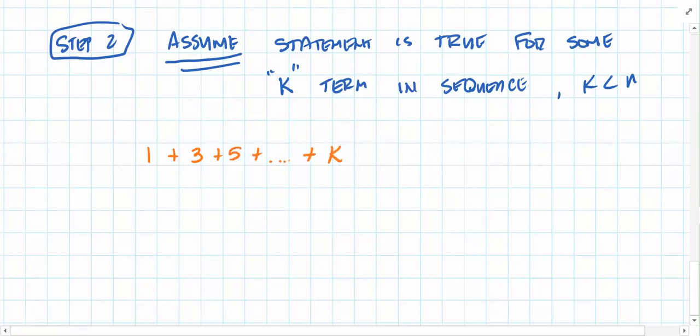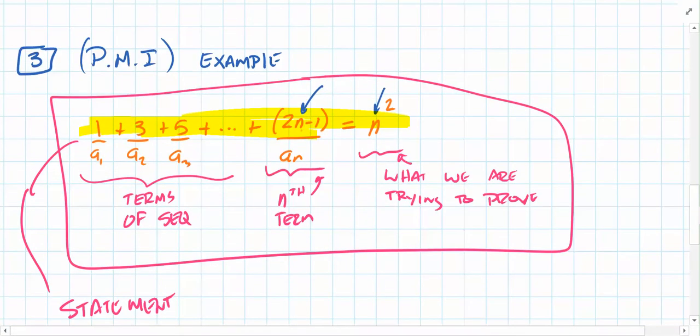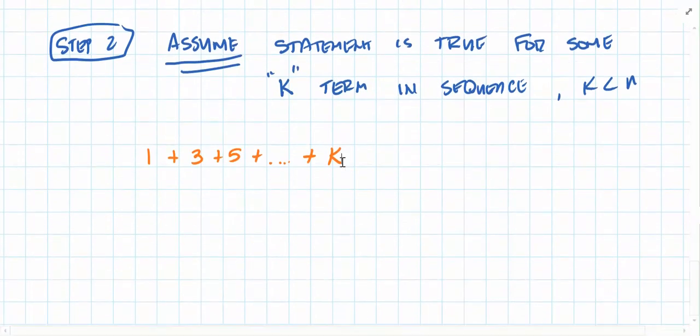Plus up to my k term. Okay, up to k. But how do I describe k in this sequence here? How do I describe the sequence? Well, the nth term is just 2n minus 1, right? So therefore, what would the kth term be? There you go. So we're going to assume up to 2k minus 1 is actually equal to k squared. This is the part that we're assuming is true.